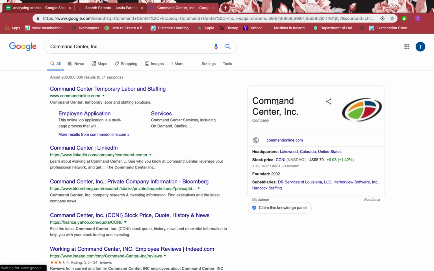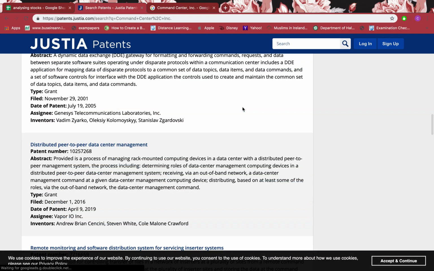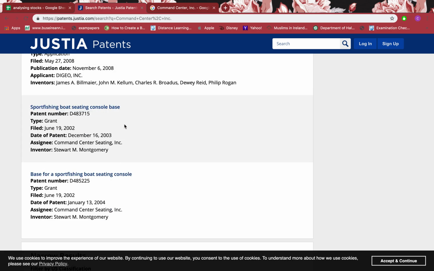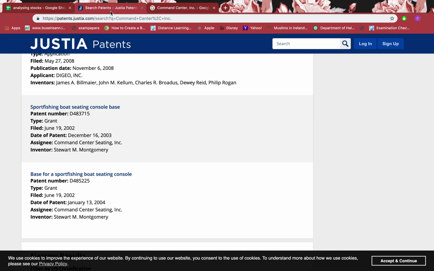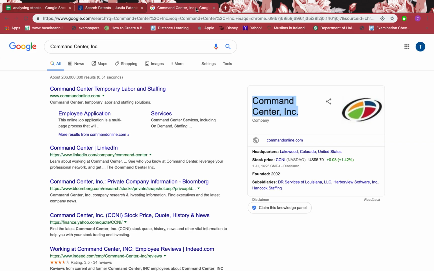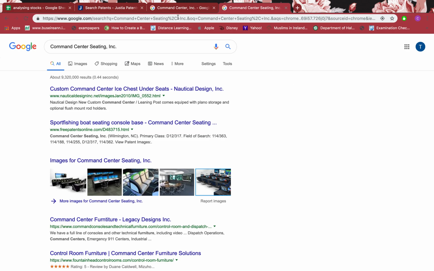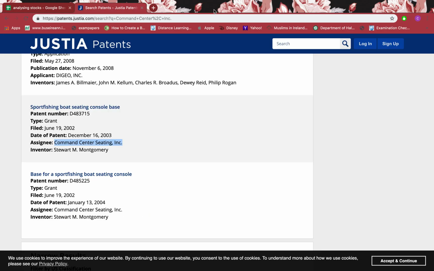I'll just type again. Let's type again. No, it doesn't have any patent. I can't see any. So, just one sec. Command Center Inc. Seating Inc. Is that the one? No, it doesn't have any patent. Maybe so. Okay, that's fine.